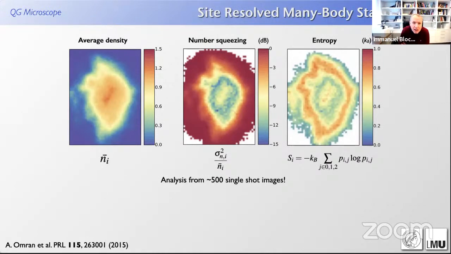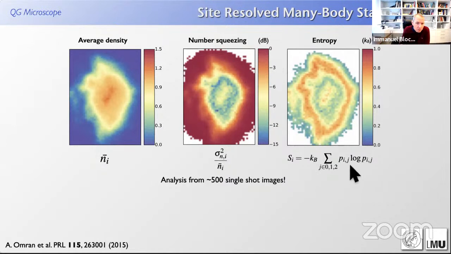You can calculate, for example, the local entropy. If you remember your statistical physics course, the entropy is just defined by the probability of a certain configuration to occur times the logarithm of that probability. And then we have the different on-site occupations that we can have, 0, 1, or 2 atoms that can occur, for example, in the system.